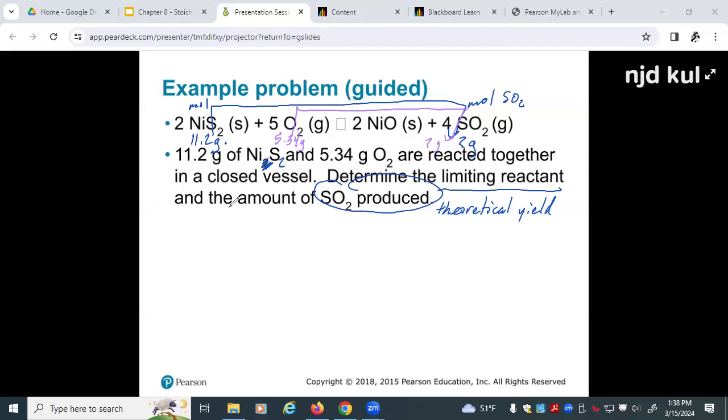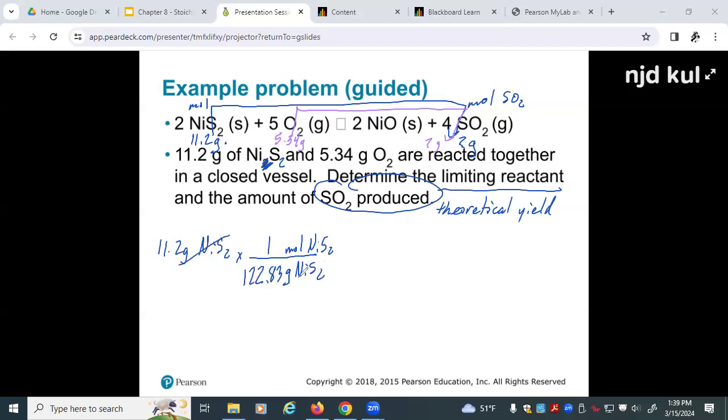So let's start with the nickel, since it was first. 11.2 grams of nickel 4 sulfide. My first step is to turn the grams into moles. For that, I need molar mass. Molar mass comes from the periodic table. Nickel is 58.69. Each sulfur is 32.07, and there are two of them. Total mass is 122.83.